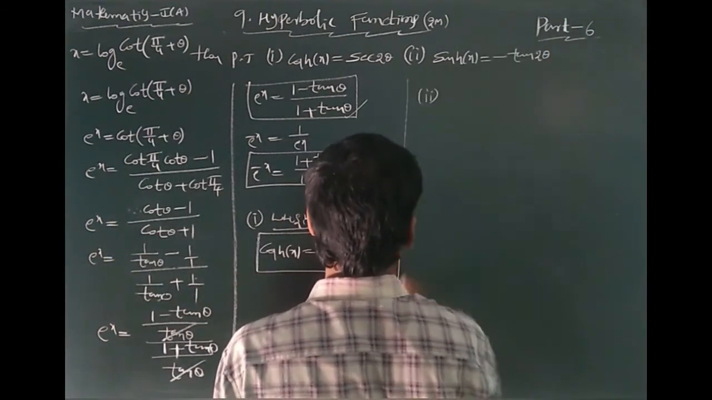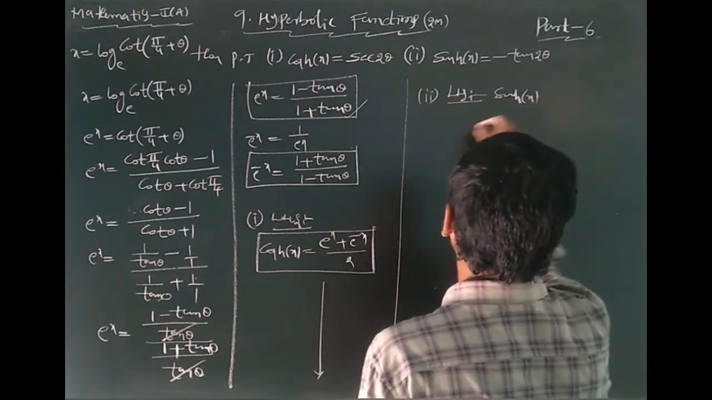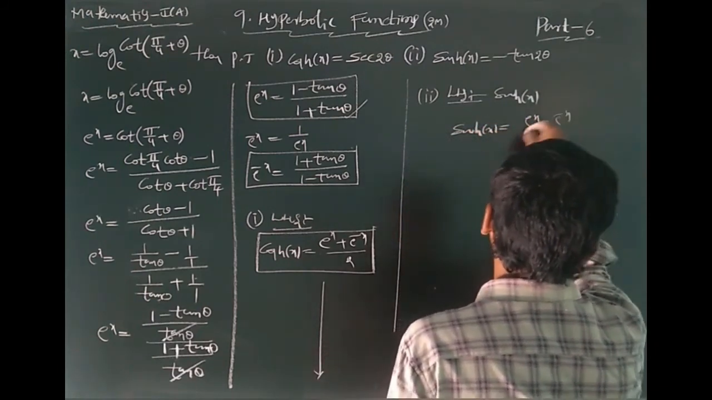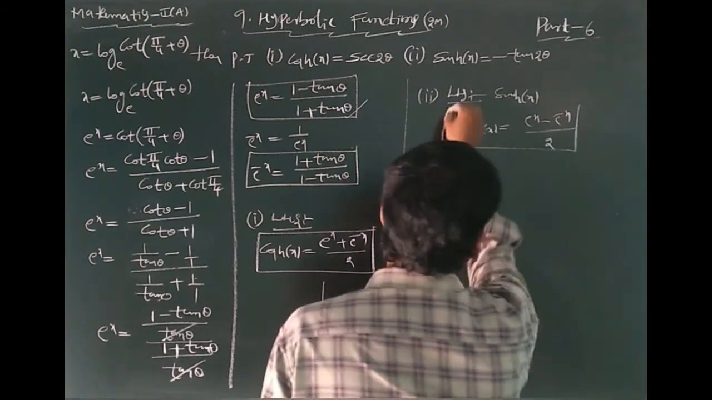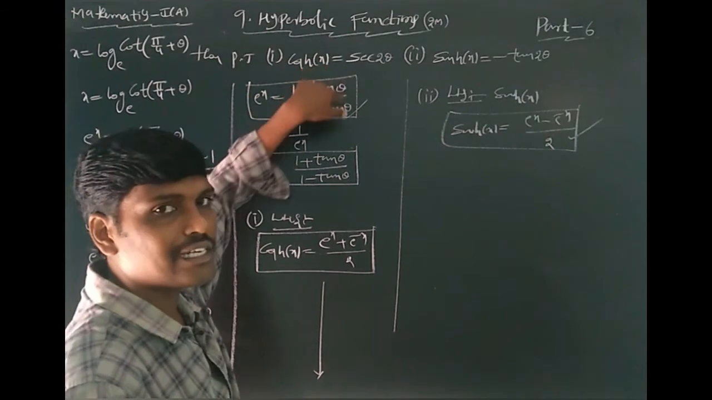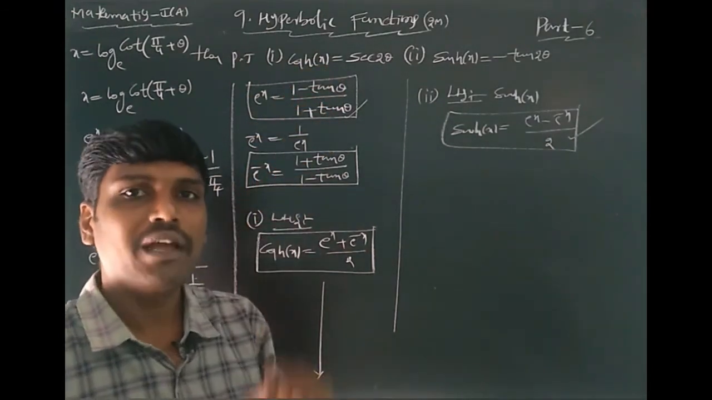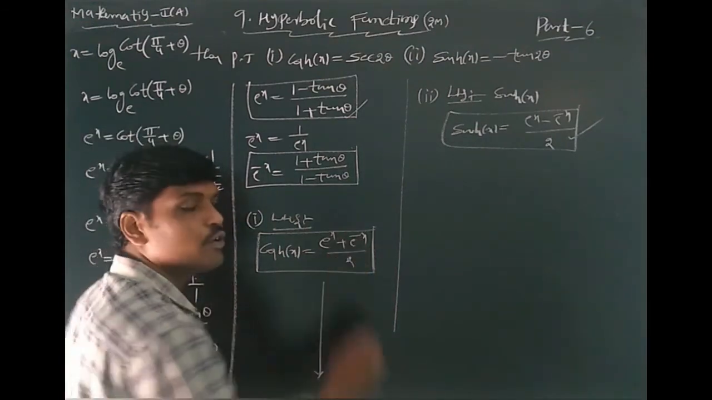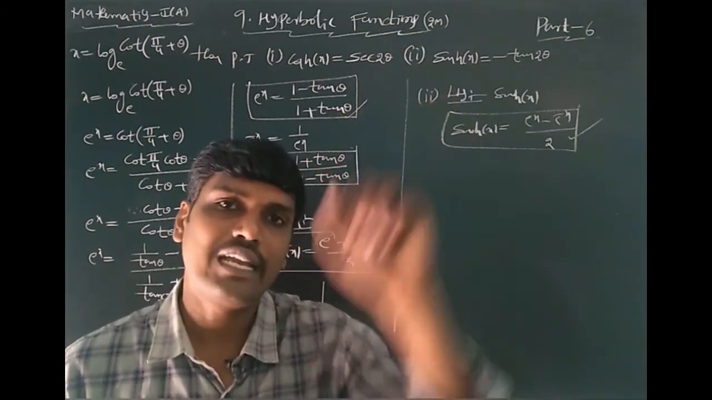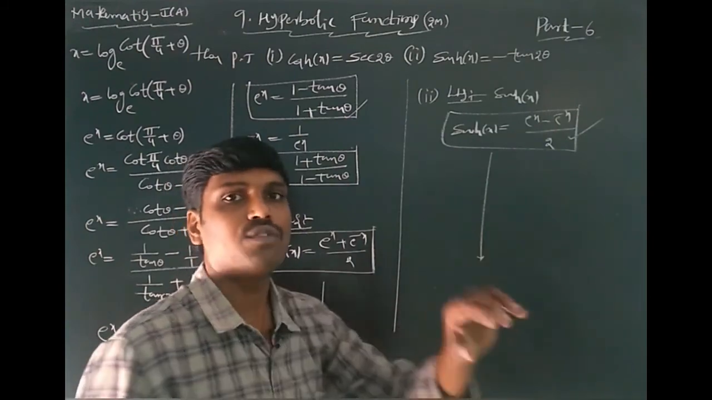Second one, take the LHS. What is the second one? LHS: sin hx. What is the formula of sin hx? Sin hx is equal to e power x minus e power minus x by 2. This is the formula. In this formula you can write e power x value as 1 minus tan theta by 1 plus tan theta. E power minus x value is 1 plus tan theta by 1 minus tan theta. Just in this formula, in place of plus you write minus, and you get sin hu. These two problems are similar to the previous problem model after substitution.